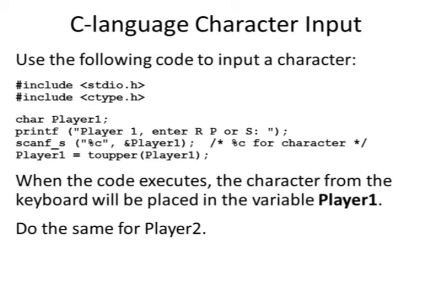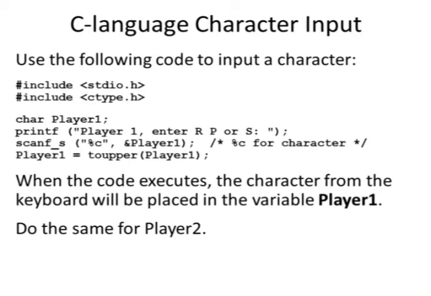Then I can say player 1 equals toupper(player 1). In order to use the toupper function, I need to include ctype.h. toupper(player 1) takes whatever's input and converts it into uppercase. The toupper function in itself does not change the value of player 1. It takes player 1, converts to uppercase, and returns the uppercase value.